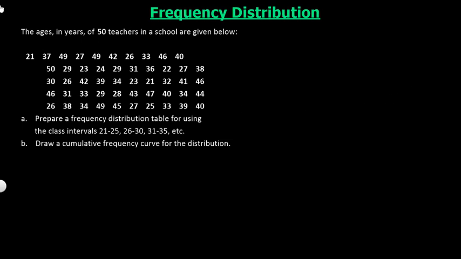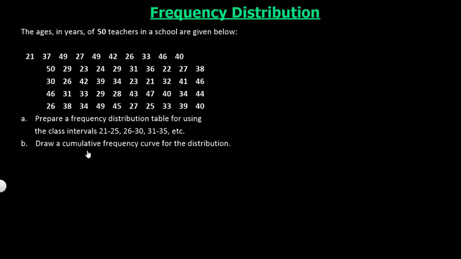Let's look at this example. The ages of 50 teachers in a school is what is given below here. This one now, you are given this data set in a raw form. I intentionally want us to use this so that we can understand how it is done. The question is asking us to prepare a frequency distribution table considering a class interval that has been given to us, and at the end we are also to draw a cumulative frequency curve for this distribution.